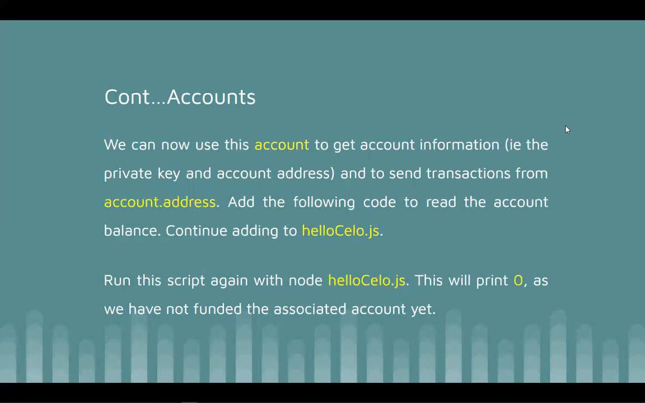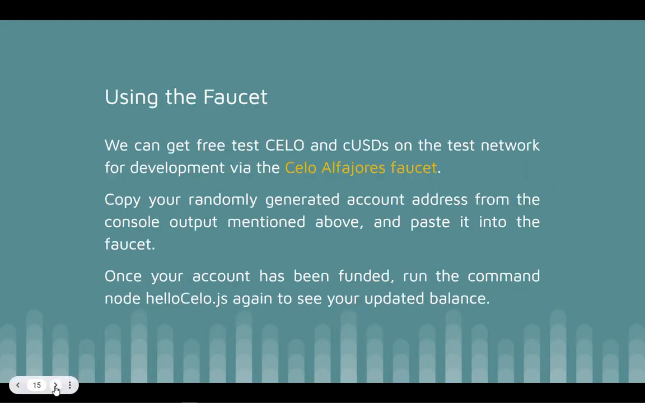Then we have the private key account and the send transaction from account.address. We will be able to now create this. So we have already created it. We've named it index.js. Then after that, we'll have to go to the Celo faucet, copy the randomly generated wallet account from the console, and then do that. So let's dive deep into that.